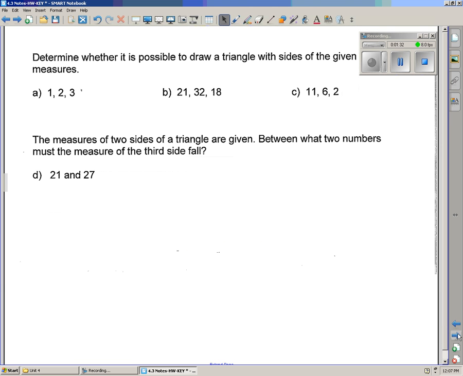When we use that with math problems, we're basically being told, okay, here are three sides of a triangle. Will we be able to take these three sides and create a triangle? So is it possible to draw a triangle with these three sides? Well, if I look at my two smaller sides and add them up, I get 3. Because 3 is not greater than 3, this will not make a triangle, because 1 plus 2 is not greater than 3.